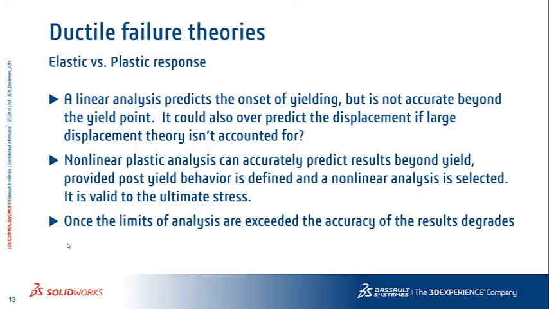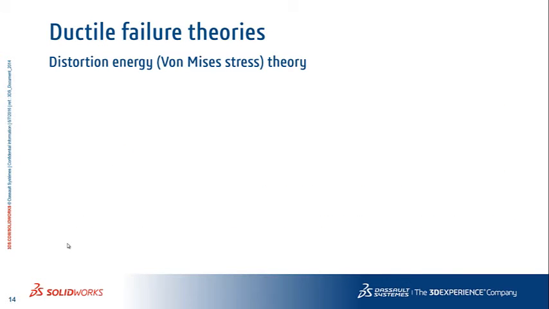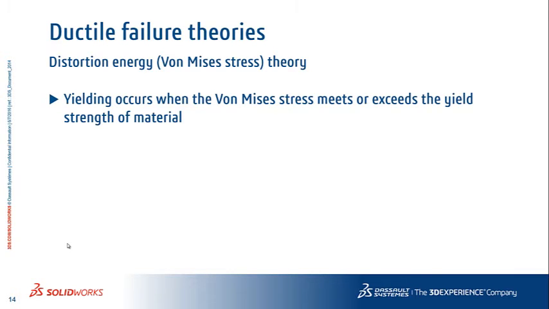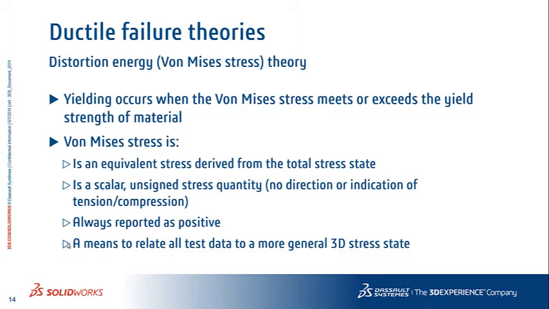Another takeaway is that once you've exceeded the limits specified in your material properties, your results are going to start degrading. So just be aware of that. Now, the von Mises stress theory, we're going to start there. I'll go back into the software in a minute, but again, yielding occurs when you've exceeded the von Mises stress of the material. Von Mises stress is an equivalent stress state.